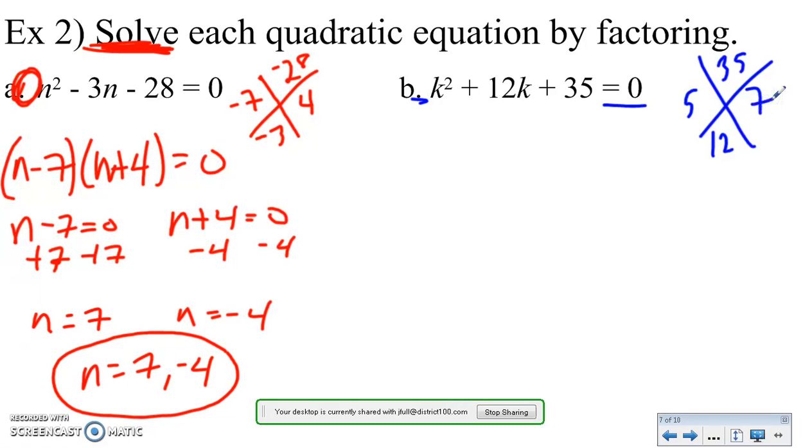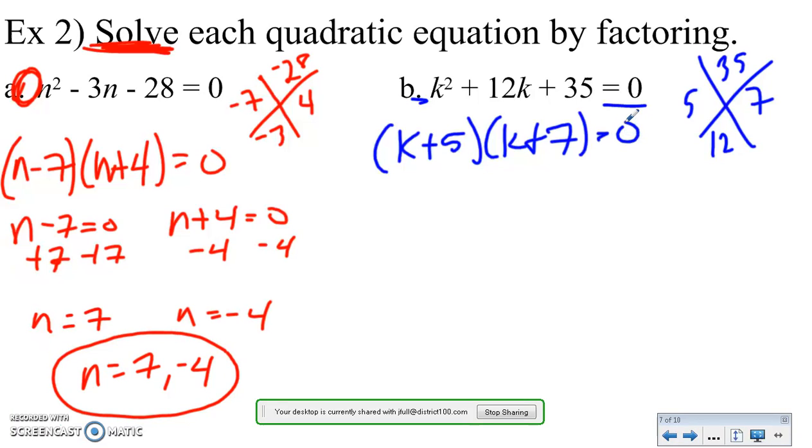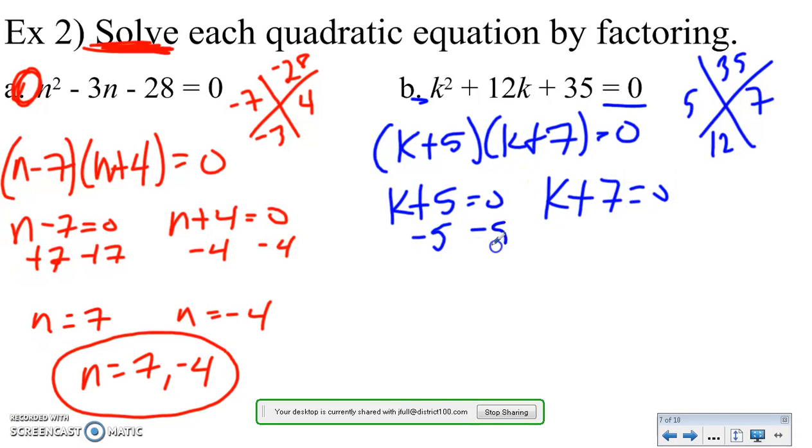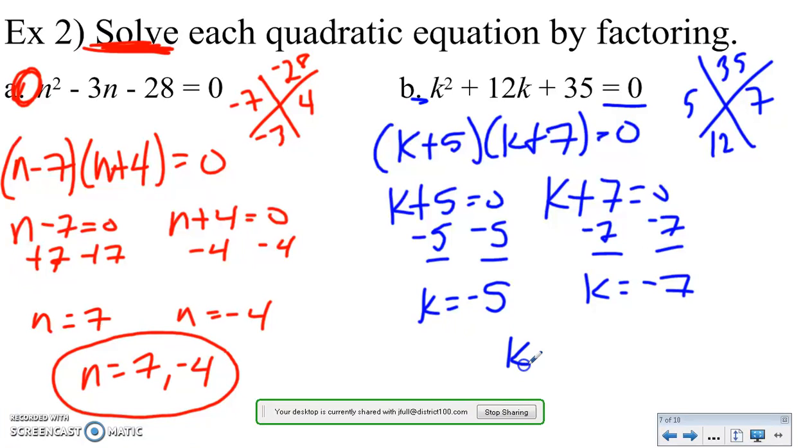Since there's nothing out front, we're going to go right to our parentheses. We have k plus 5 and k plus 7. And we're going to set each part equal to 0. So k plus 5 equals 0 and k plus 7 equals 0. And solve. Subtract 5 from both sides, subtract 7 from both sides, and we get negative 5 and negative 7.